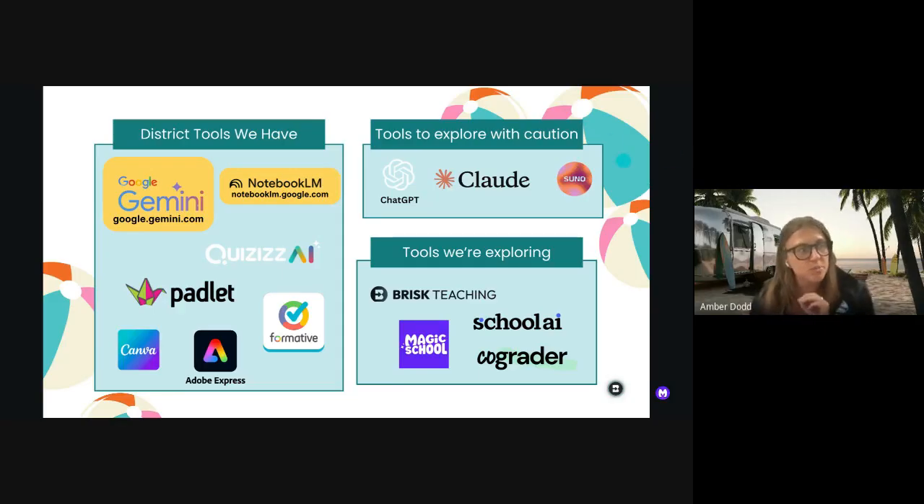Some tools to explore with caution. ChatGPT and Claude are two major AI systems. I personally use Claude a lot in my own personal stuff. I used it a lot when I was in grad school, so we can use it. Suno gets brought up in a lot of EdTech conferences too because it writes songs, so I want to mention that.